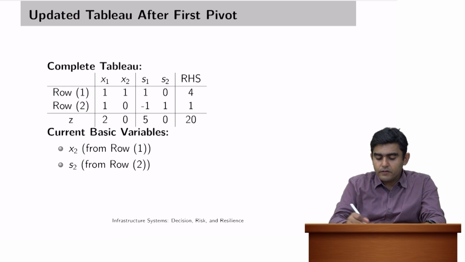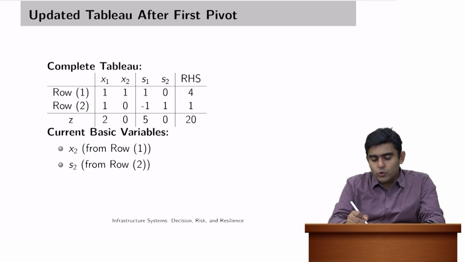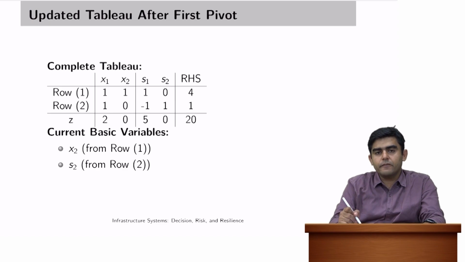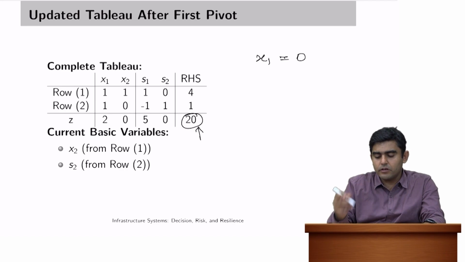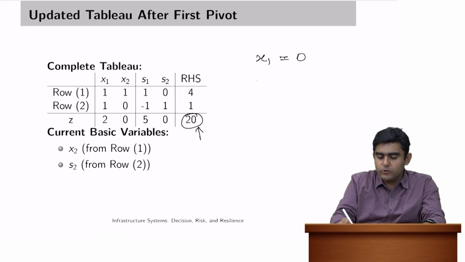And now we see that there is no coefficient that has a negative value anymore. So there is no way we can improve the solution further than 20. So the 20 indeed happens to be the optimal value, and we get this optimal value when x1 still remains outside our basic solution and hence is a non-basic variable. So x1 equal to 0.